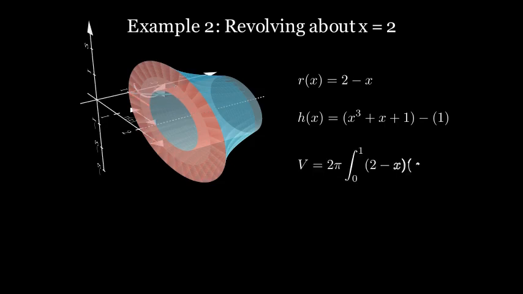We substitute these into our shell method formula, integrating from 0 to 1. Evaluating this integral gives us a total volume of 1.93 repeating pi.